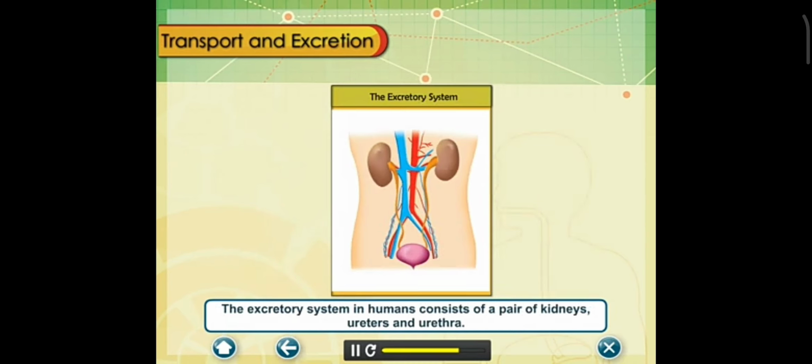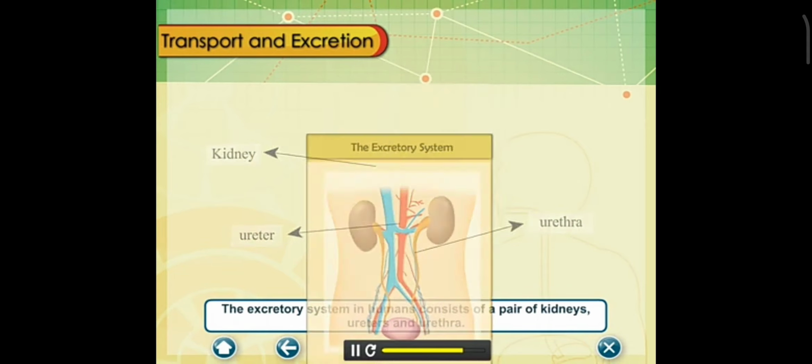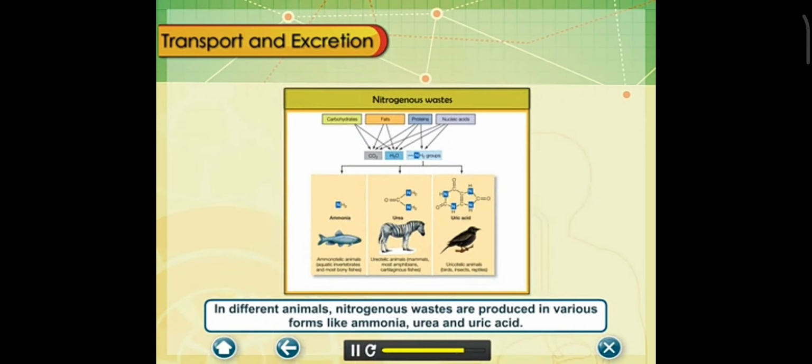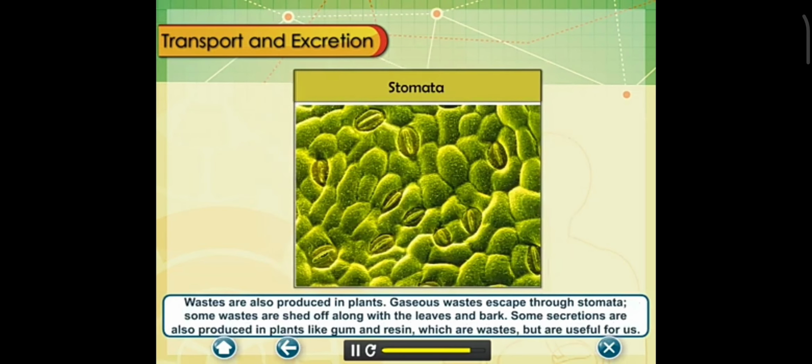The excretory system in humans consists of a pair of kidneys, ureters, and urethra. In different animals, nitrogenous wastes are produced in various forms like ammonia, urea, and uric acid. Wastes are also produced in plants.